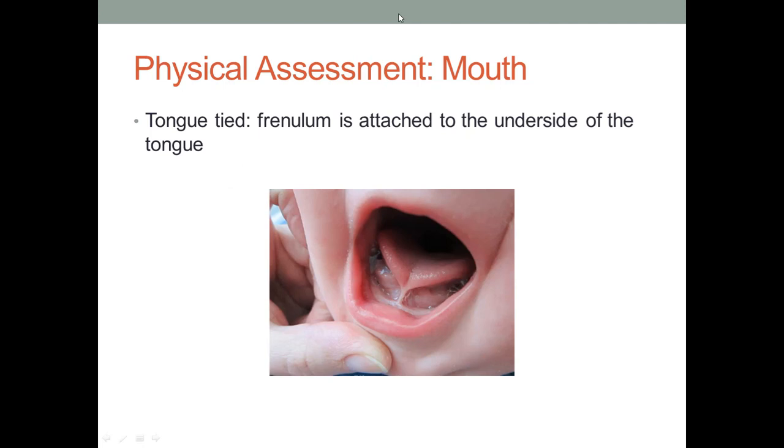Another thing to look for is to see if that baby's tongue-tied. Their frenulum, as you can see in this picture, is attached to underneath the tongue. Sometimes they will clip tongue-tied babies, and sometimes they just say leave it alone. It all depends on if the baby's having issues feeding or eating.